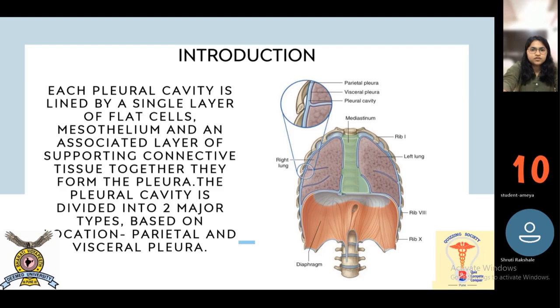So with this knowledge, we will try to understand what is pleura. Each pleural cavity is lined by a single layer of flat cells, that is mesothelium, and an associated layer of supporting connective tissue. Together they form the pleura. The pleura is divided into two major types based on the location, that is parietal and visceral pleura. Now we will see the differences between parietal and visceral pleura. It will help us understand the concept of referred pain when we start the applied anatomy.